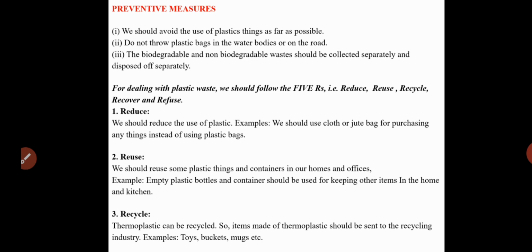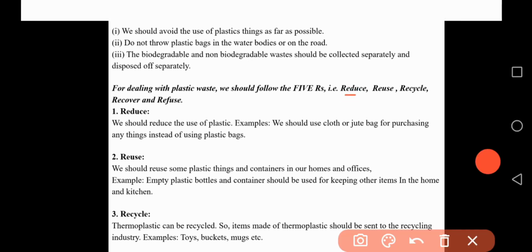Another very important point is that for dealing with plastic waste, we should follow the 5 R's. They are reduce, reuse, recycle, recover, and refuse. Let's know one by one. Reduce means we should reduce the use of plastics.